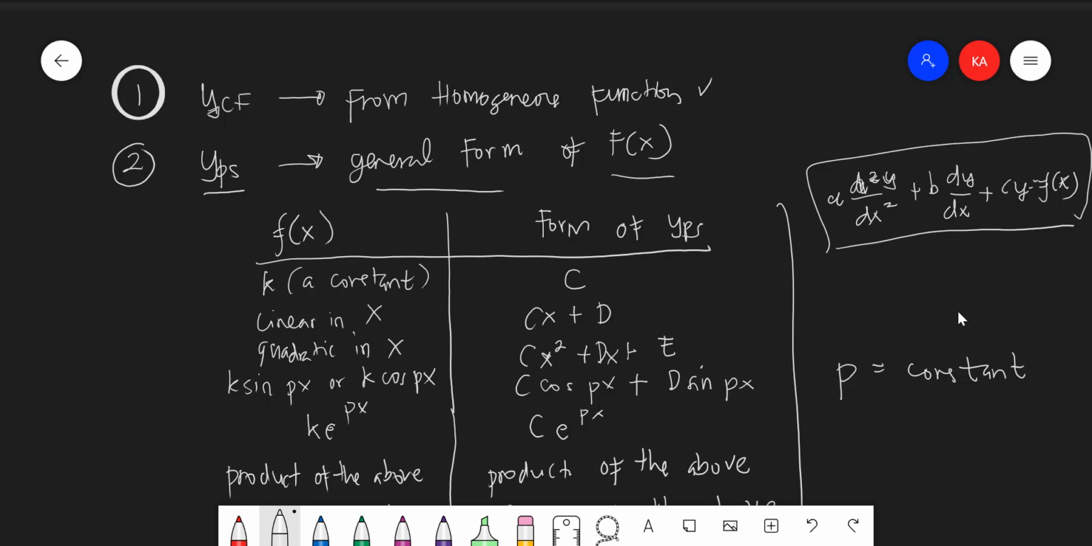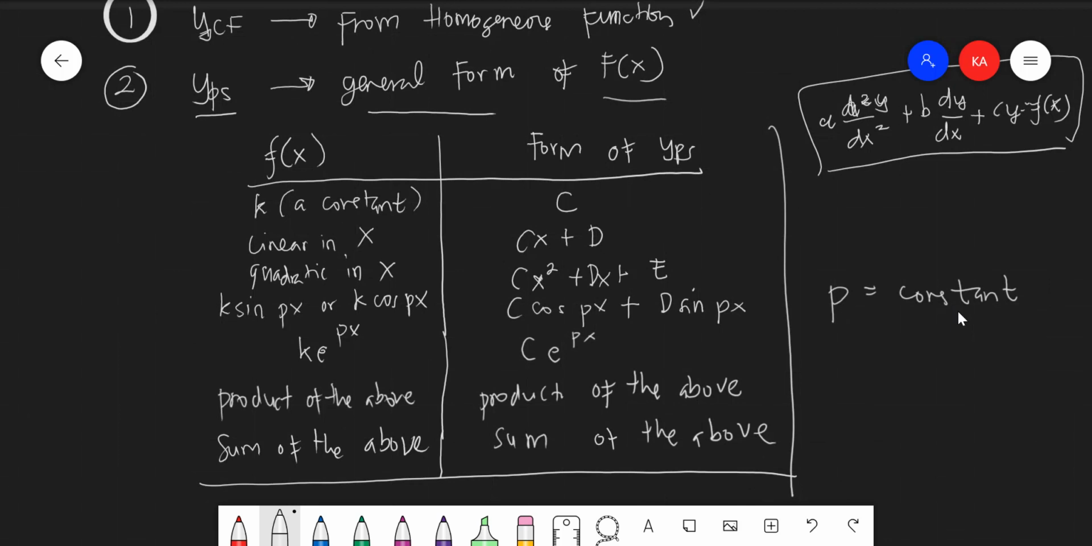So we have to find the y_PS. How do we find the y_PS? This is the summary. If f(x) is constant, the y_PS is C, a constant. If it is linear, like ax or ax plus b, the form of y_PS is Cx plus D. If it is quadratic in x, the form of y_PS is Cx squared plus Dx plus E.